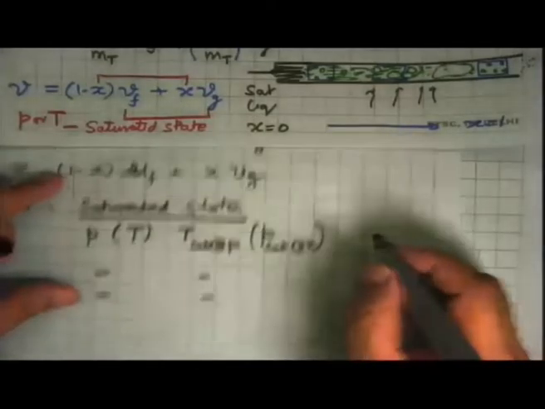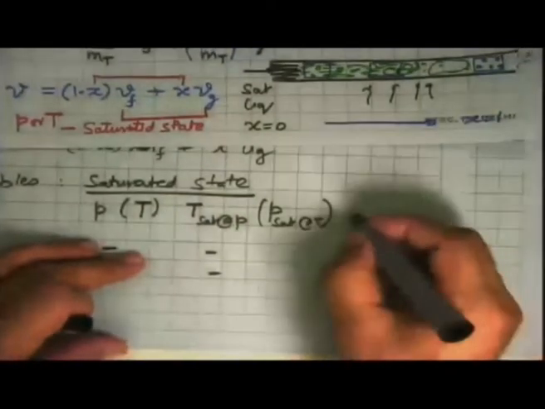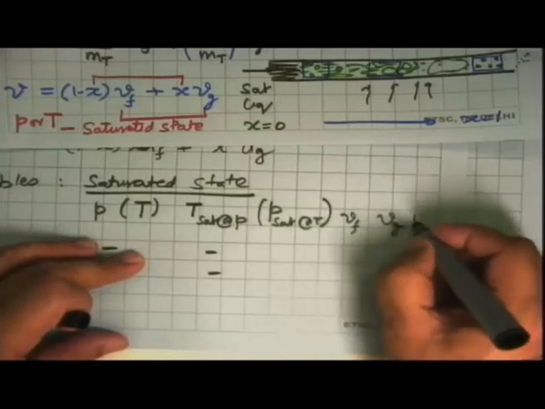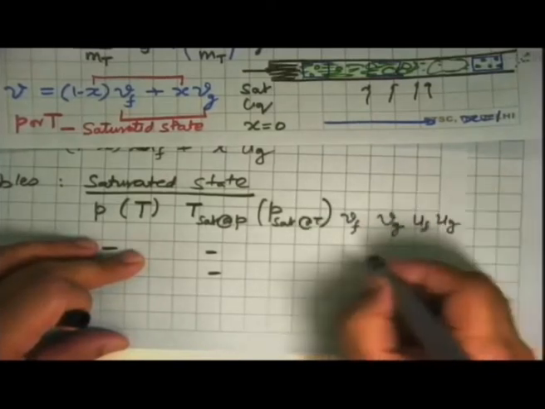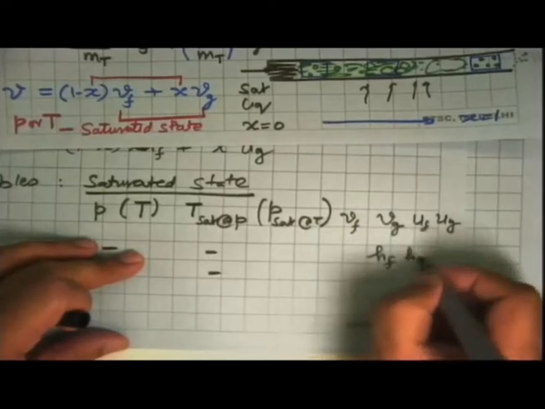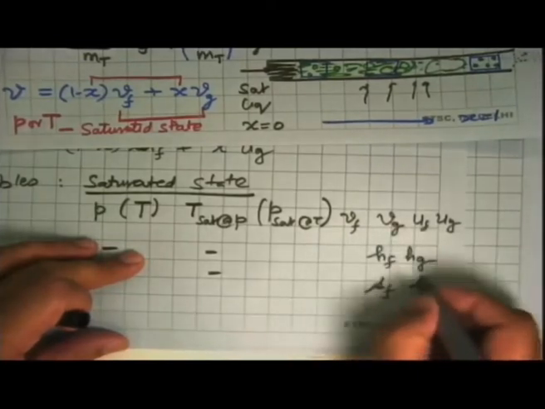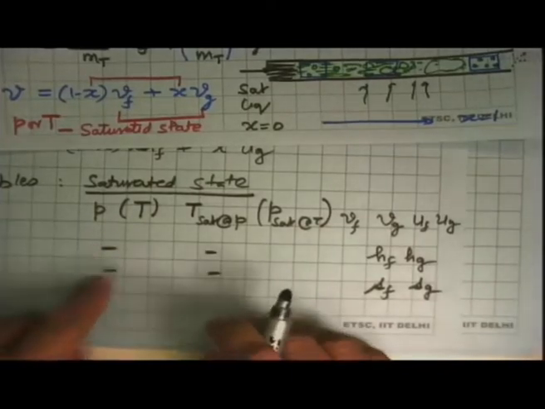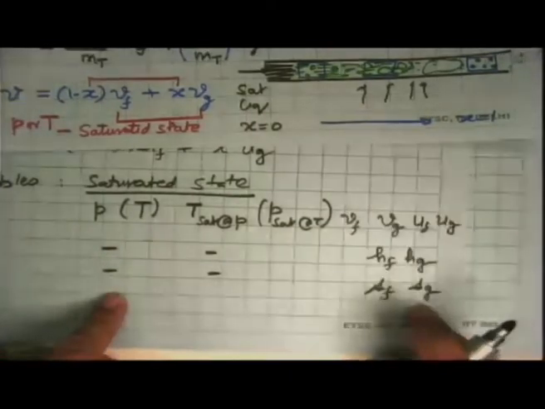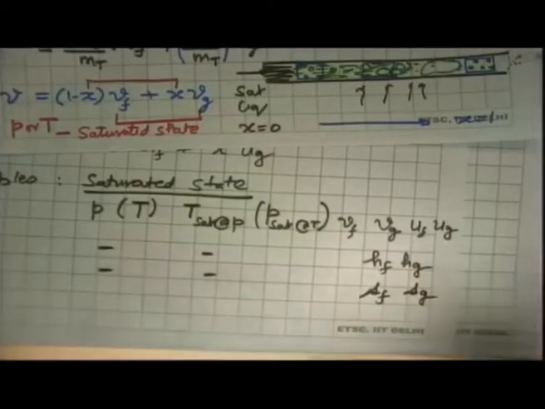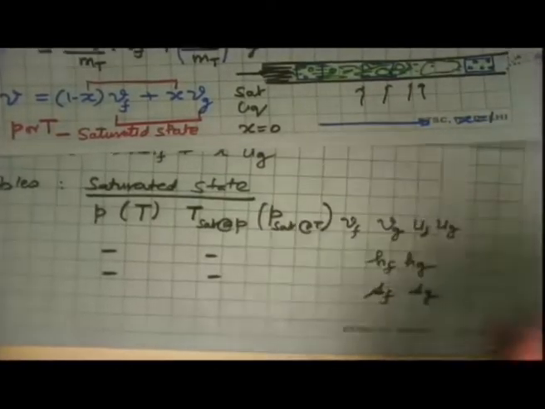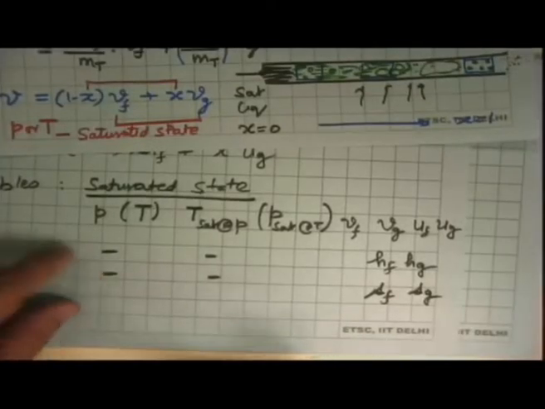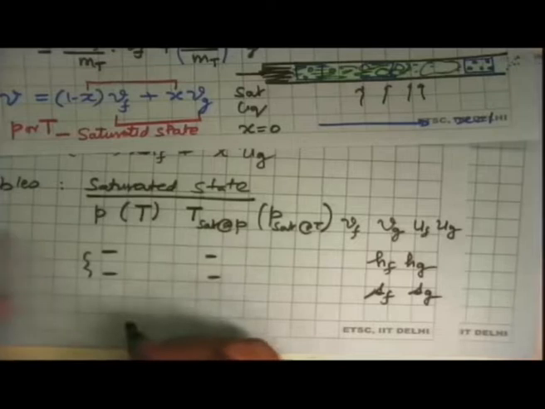And after that you will find that there is an entry for Vf, Vg, then Uf, Ug, Hf, Hg, Sf, and Sg. So all one needs to do is pick up where the pressure or temperature is, and you get all the saturation state properties coming out of there. That's how we use these tables. In between, if these are discrete values, one has to do interpolation.